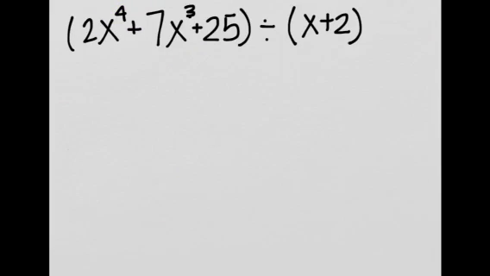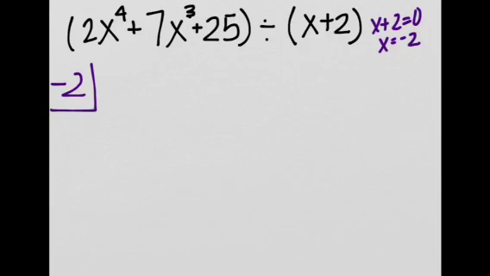2x to the fourth plus 7x cubed plus 25 divided by x plus 2. So our divisor, x plus 2 equals 0, so x equals negative 2. My negative 2 is going to go out in my box here. And then I need to confirm my rules. Am I in standard form? In this case, I am, yes.